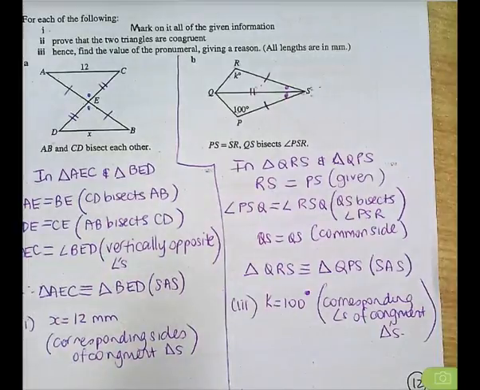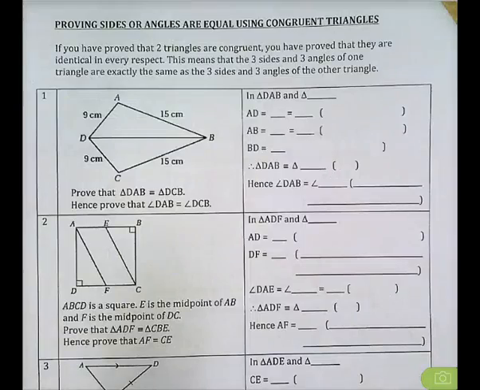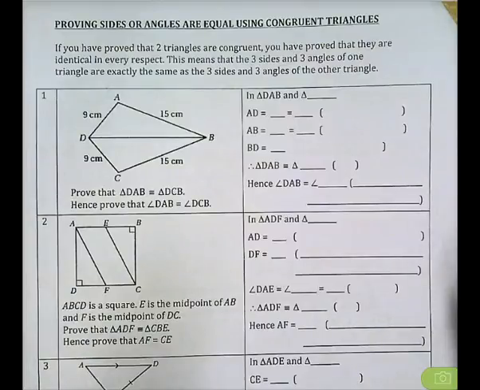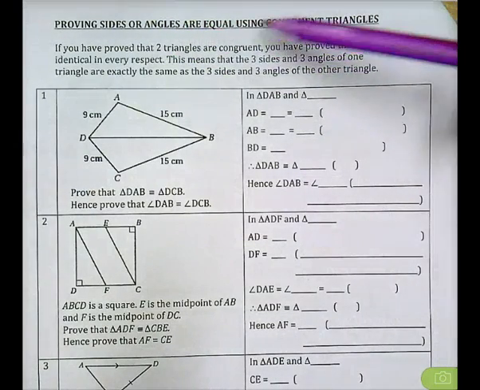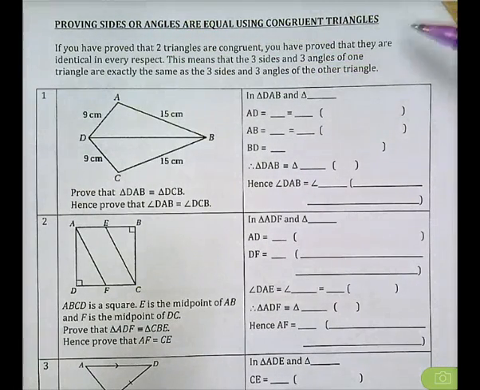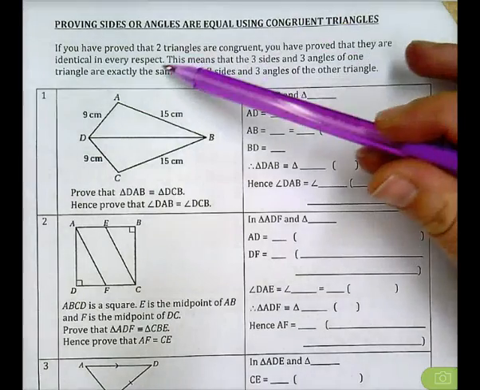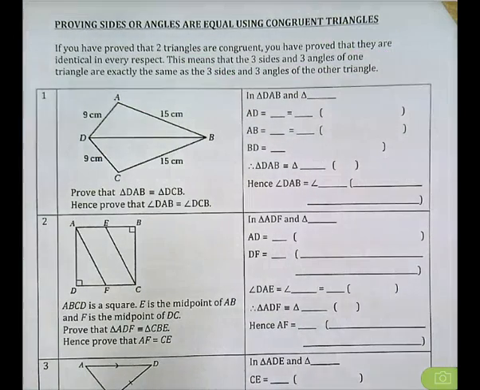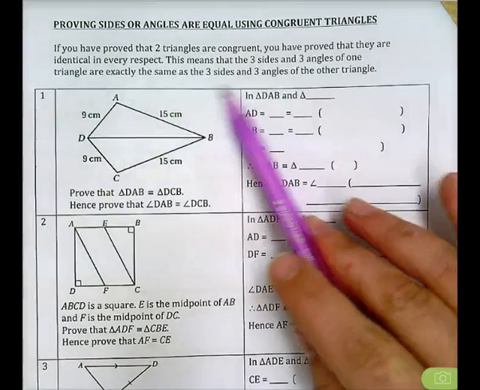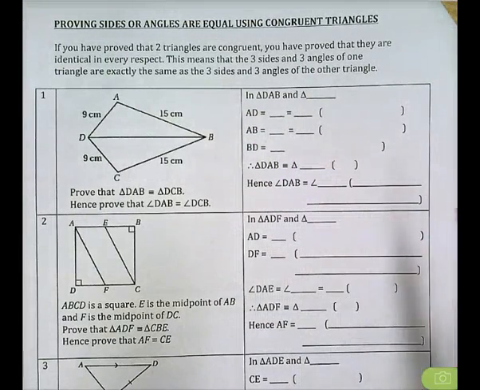We're going to now turn to page 13. Okay, this is page 13 of your booklet, and we're doing another 4 questions where we're proving sides or angles are equal using congruent triangles. So in the first, what it says up here is that if we have proven that 2 triangles are congruent, you have proven that they are identical in every respect. This means that 3 sides and 3 angles of one triangle are exactly the same as the 3 sides and 3 angles of the other triangle.